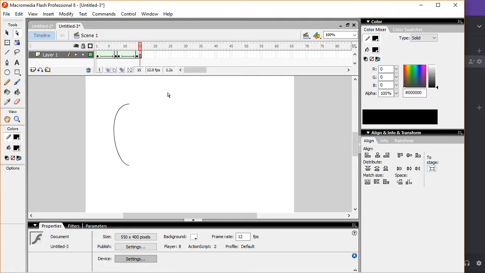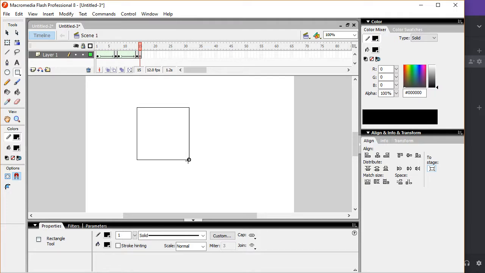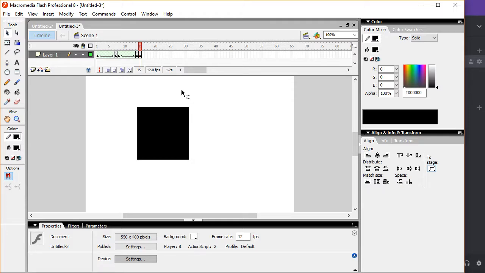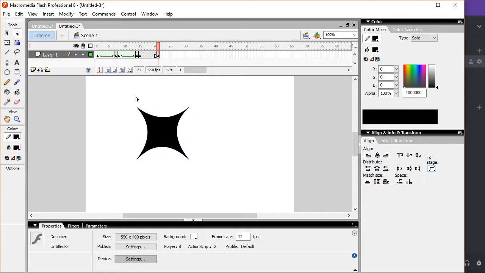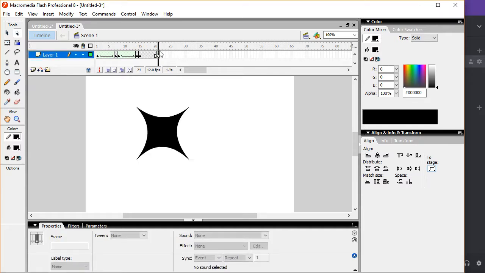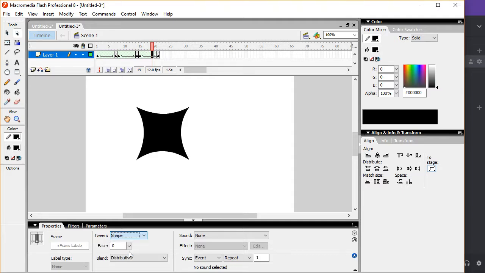Let's try something a bit more complicated. Say I have a square, a good, well-shaped square. And first, let's use a shape tween and make it into a star, like this. No intersections, just to keep it simple. I hope I didn't make any. Yeah, no intersections. So this into this. Let's see how Flash handles this. Shape tween, and just as expected, nice.